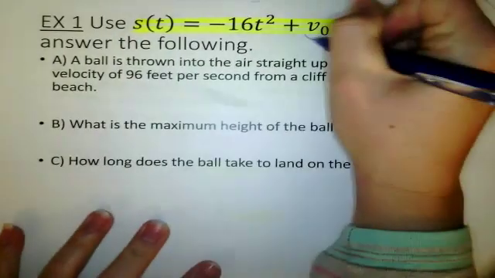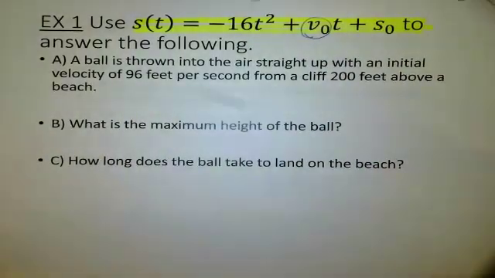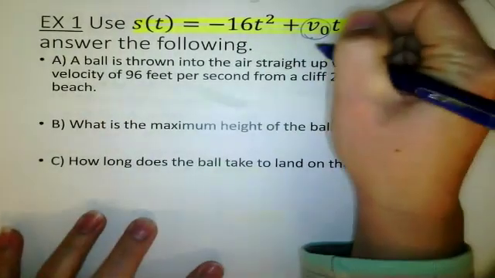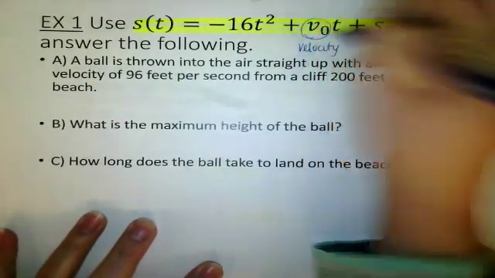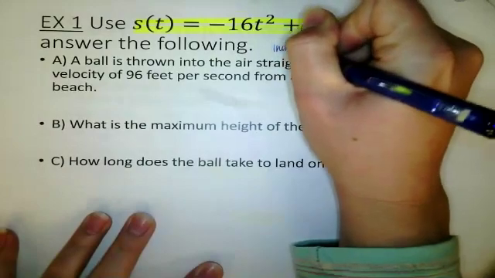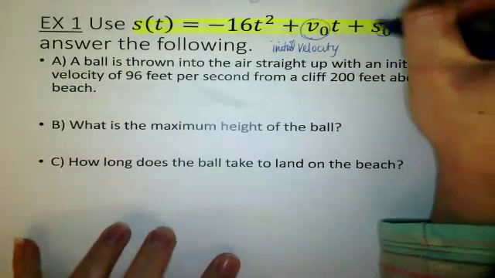All right, this v naught t, this is standard notation in physics. V stands for velocity, and v sub 0 means initial velocity, means the starting velocity when time is 0, right at the beginning. How fast was that ball launched from the arm of the pitcher? Okay, and then s naught.